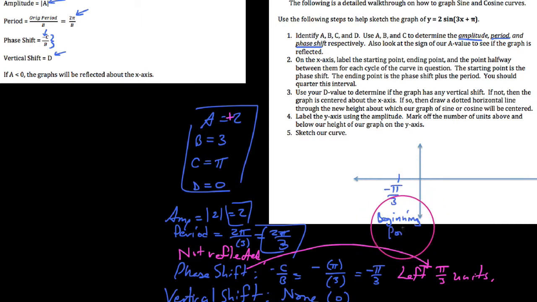To get to the ending point, we have to add on one period length. Okay, so it's period length in this case. We said the period is 2 pi thirds. So we're going to say, what is, let's work this out. We say negative pi thirds plus 2 pi thirds. This would give us a positive pi thirds.